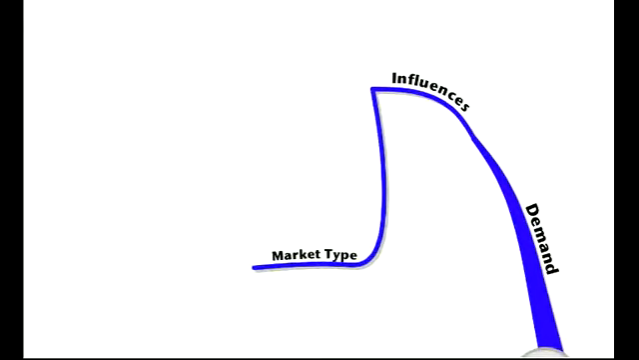So the first thing we looked at was demand, and we're particularly interested in factors influencing demand. Okay, so what influences demand? Well, the market type is the first thing that will influence demand. So there's various market types.